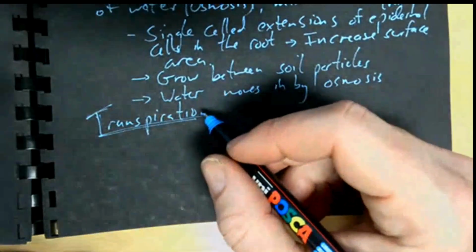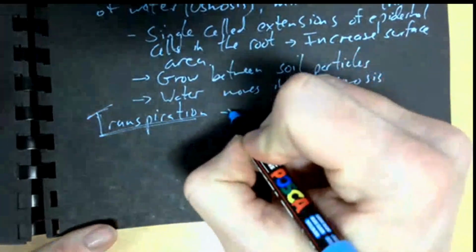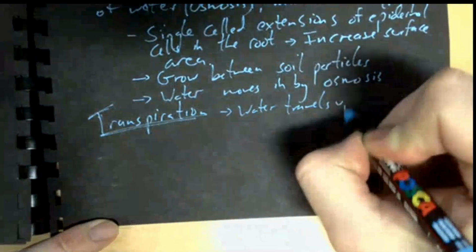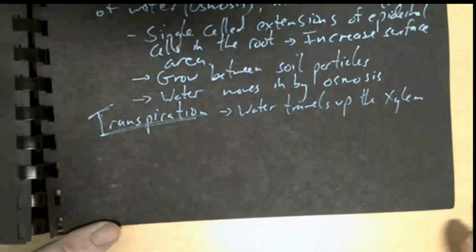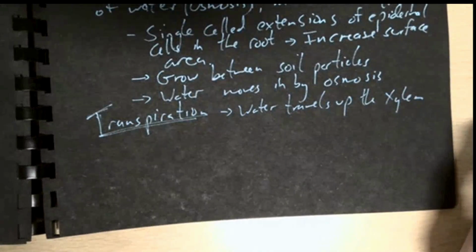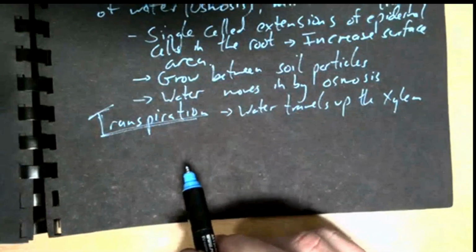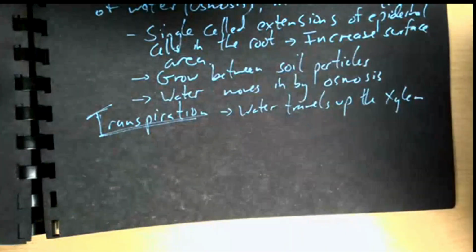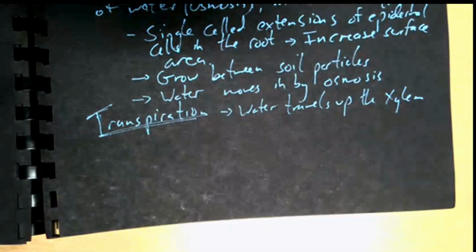Transpiration is the process where water travels up the xylem from the roots to the leaves and is then replaced by more water behind it. And that replacing of water, that constant flow of water up the plant, is called transpiration.